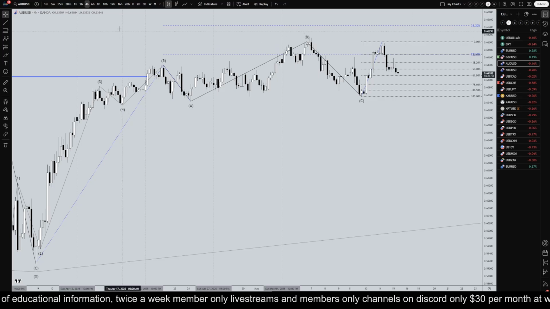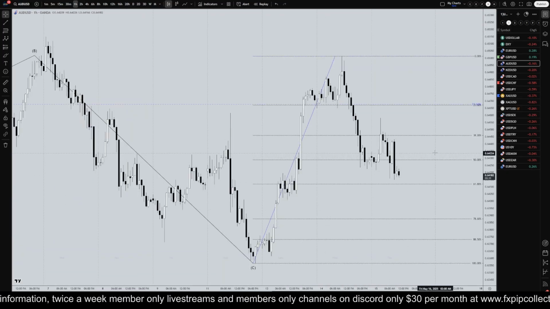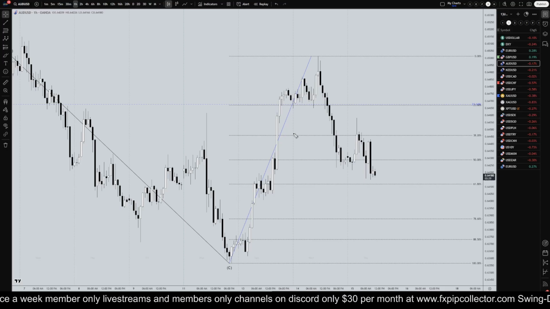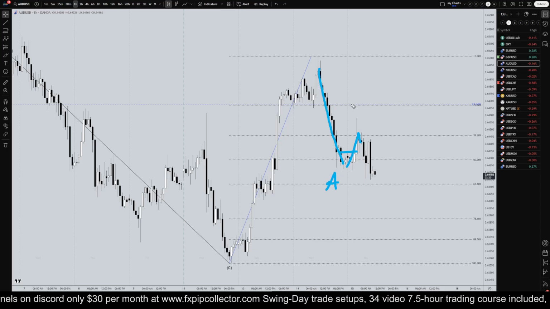So let's take it down to the 1 hour time frame. On the 1 hour time frame, I would want to see some sort of a three-wave pullback. So we see one wave down, and then we see a break of structure. So there's one wave, then we have a wave up. So potentially an A, potentially a B. Now we are in the third wave.